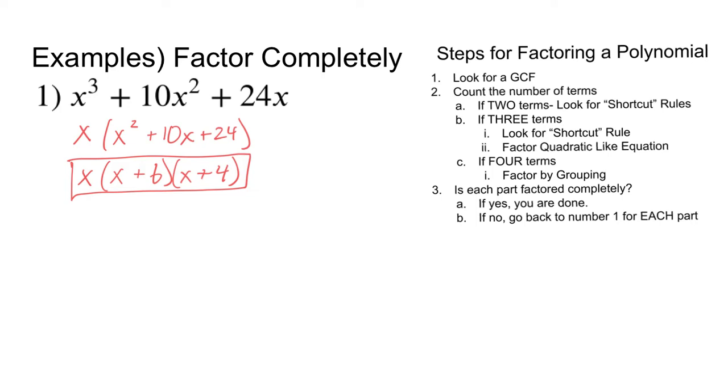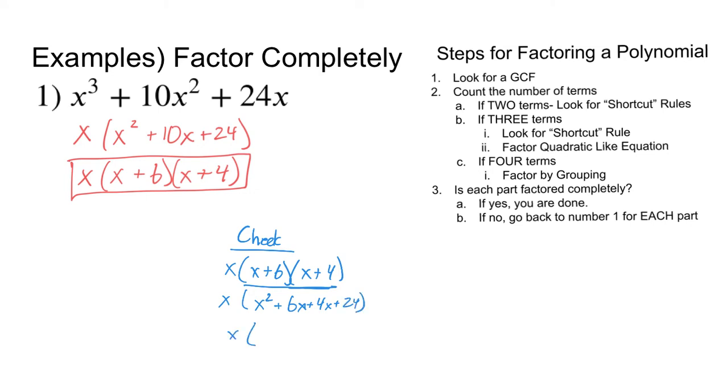And if you want to, you can check your answer. You can say, okay, let's go ahead and multiply that out and see if I get it. So I'm going to just multiply these 2 first. That'll give me x squared plus the outsides and the insides and the lasts. It gives me x times x squared plus 10x plus 24, and I'll distribute my x. And check it out, I get the original problem that I started with up there. So that does, in fact, check out to be correct.